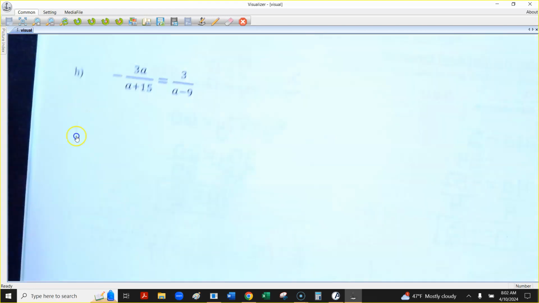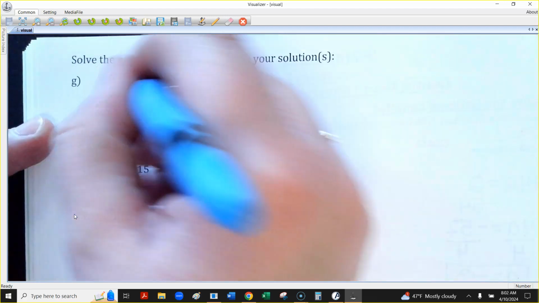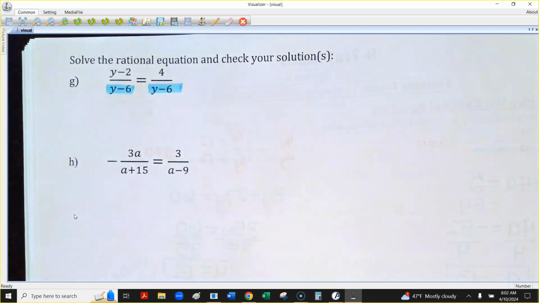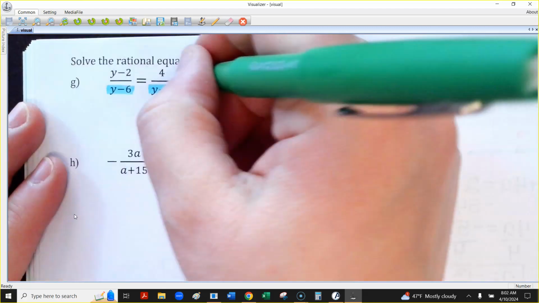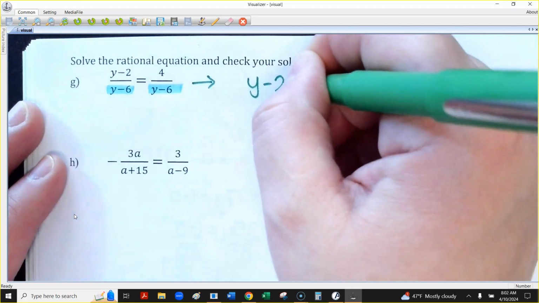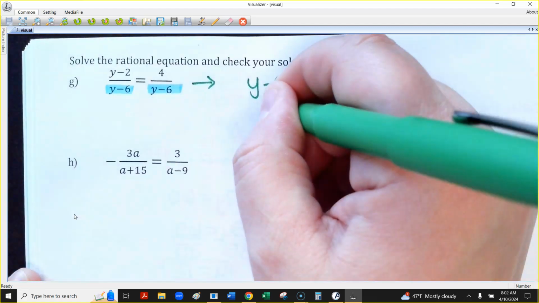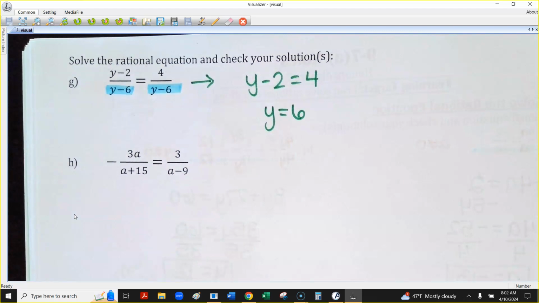Now, this first one on the back has like no space, and you're like, what the heck? But do you guys notice that in this problem right here, the denominators actually already match? They have the same denominator. So this is very similar to the ones we did on the front. If the denominators match, which they already do, then all I would do here is just work on the numerator. So it would just say y minus 2 equals 4. All I would have to do is add 2, so y would be 6.